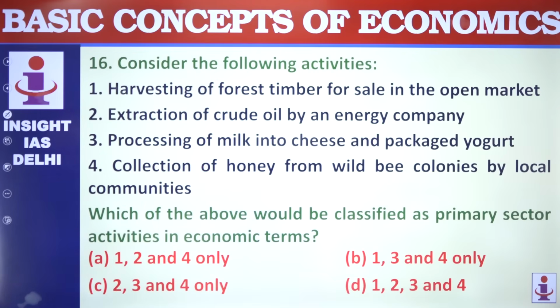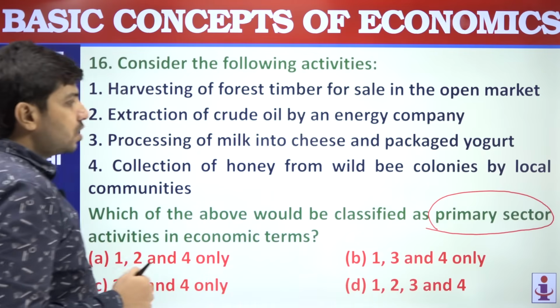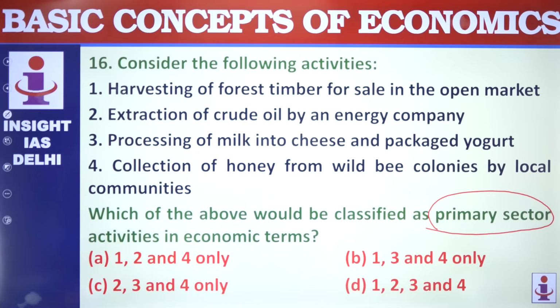Then we have question number 16. Some activities are given over here. Harvesting of forest timber for sale in the open market. Question is asking which of the above would be classified as primary sector. Which of these is a primary sector activity? Harvesting of forest timber for sale in the open market.